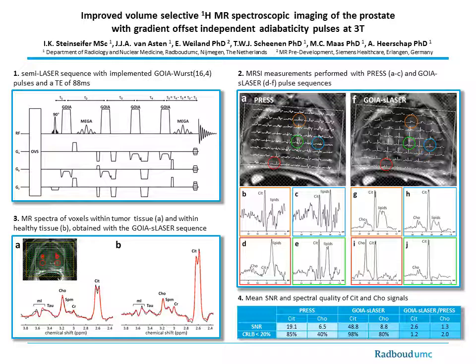Furthermore, we analyzed the spectral quality by calculating the percentages of voxels in which the fit of metabolites citrate and choline have a Cramér-Rao lower bound below 20%. Citrate can be detected slightly better in the GOIA semi-LASER measurements, choline even by a factor of 2.